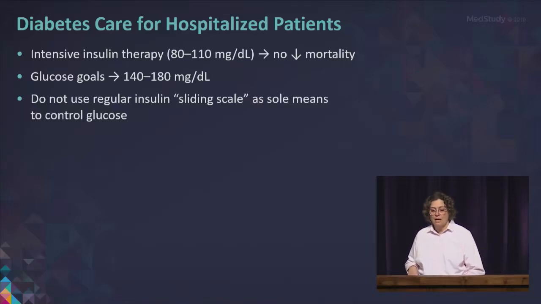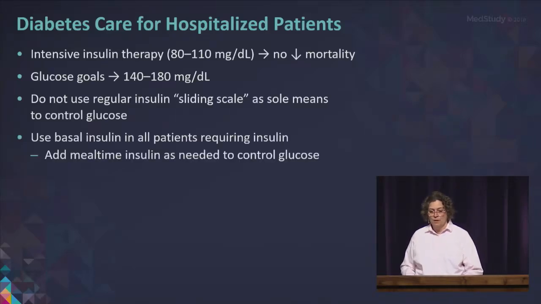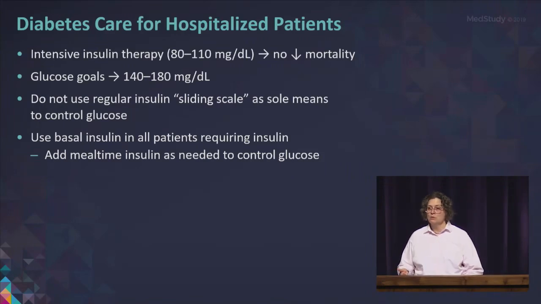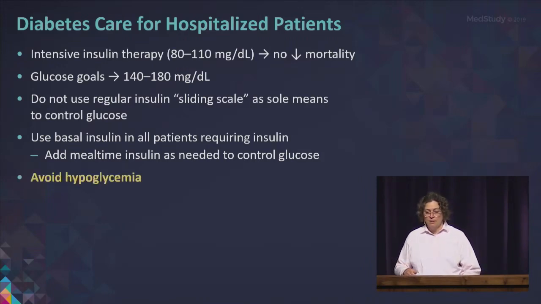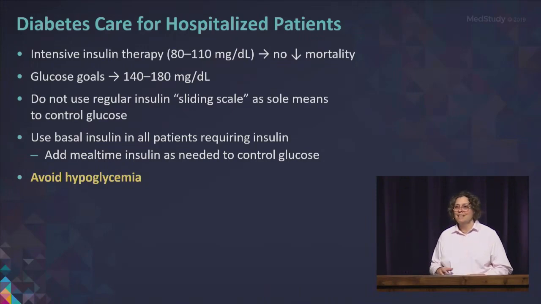In type 2, you're allowed to use a correction scale as long as you agree to be reactive today but proactive tomorrow. So put standing insulin on board if necessary. We want to use basal insulin in all patients that are requiring insulin. So if you see every day they're requiring standing dose correction, we want to think about converting that to basal. And we want to add mealtime insulin as needed to control glucose. But at the end of the day, it is so important to avoid hypoglycemia, because hypoglycemia will hurt you today. Hyperglycemia causes problems over time.